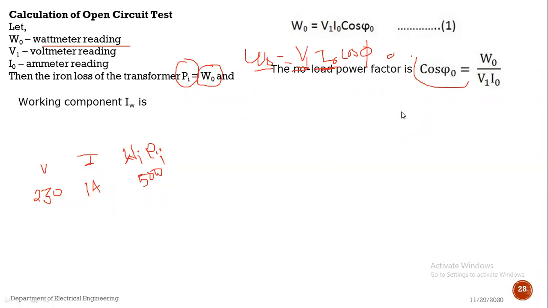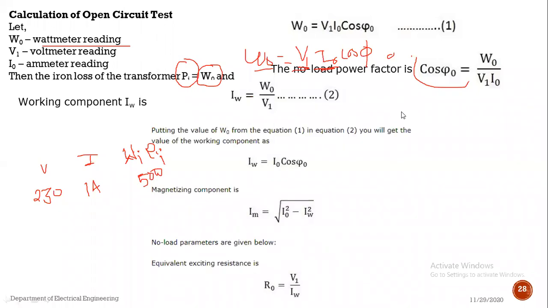So IW, it is nothing but, what is the formula for calculating IW? We have already discussed regarding that. Working component चा formula काय? Yes, I0 into cos phi, OK, I0 into cos of phi 0. So I0 ची व्हॅल्यू आहे आपल्याकडे, cos of phi 0 ची आहे. According to this we are able to calculate IW.